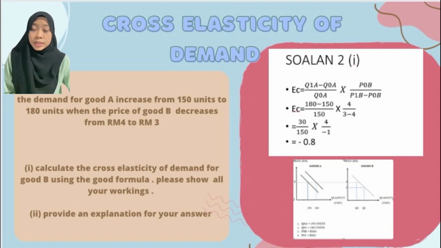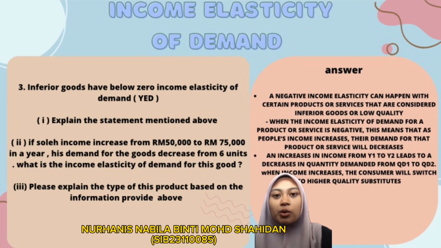This is the graph for this answer. This is negative cross elasticity because it is less than 0 and it is a complementary good. Another example of complementary goods is car and petrol, telephone and charger, and printer and ink. For question number 1, explain the statement mentioned above.